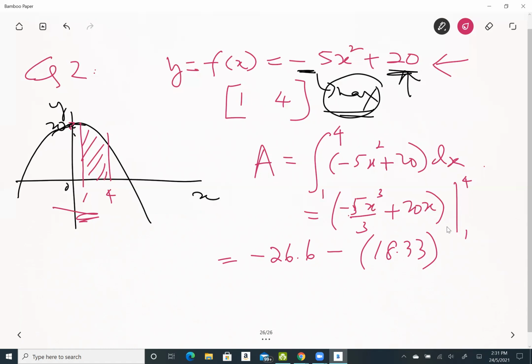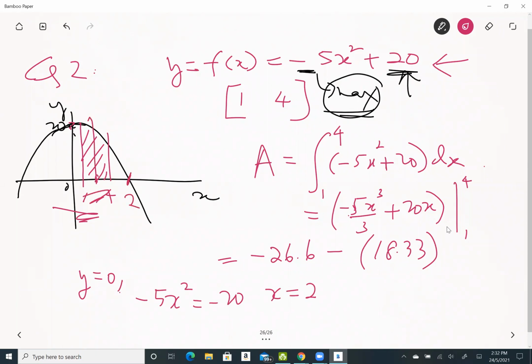X-intercept when y equal to 0. When y equal to 0, negative 5x squared plus 20 equal to 0. So negative 5x squared equal to 20, and then you get x equal to 2. The intercept here is 2.